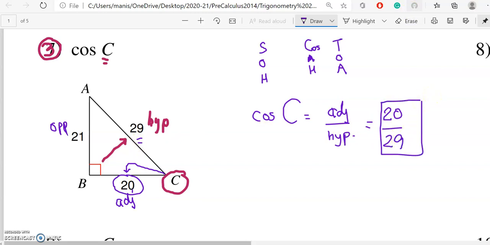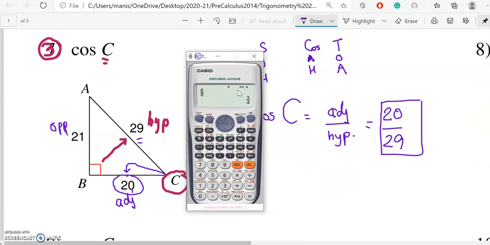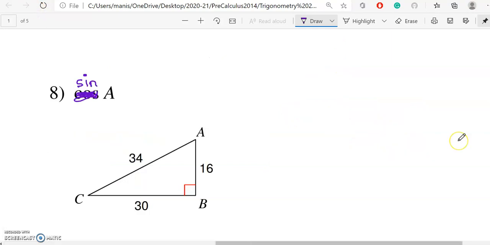Now the next question is, is it in simplest form? We can type this in a calculator and see whether it is in simplest form or not. On your calculator, use this fraction button, 20 over 29, you press equal. It came out in the same form, which means it is in simplest form.